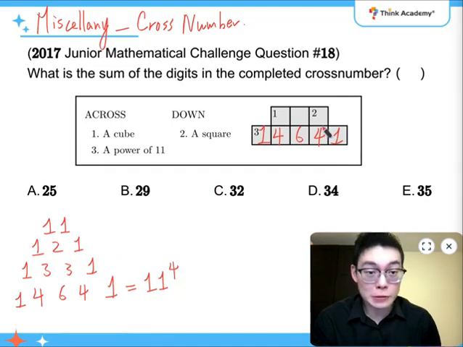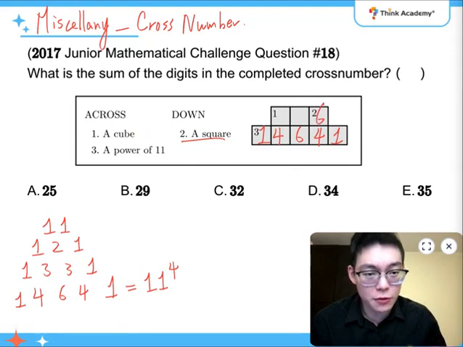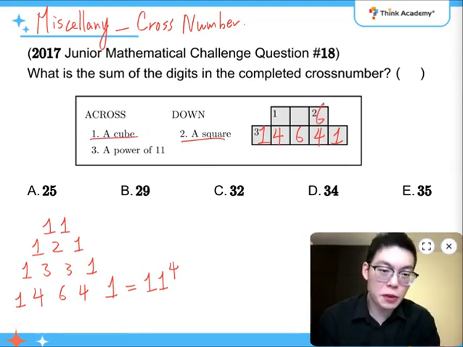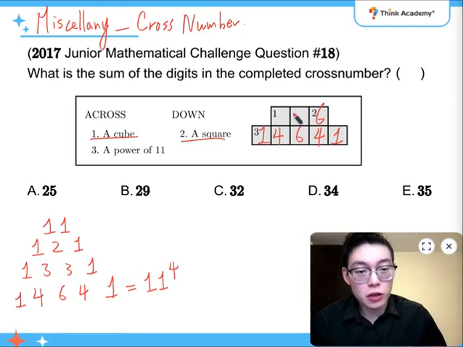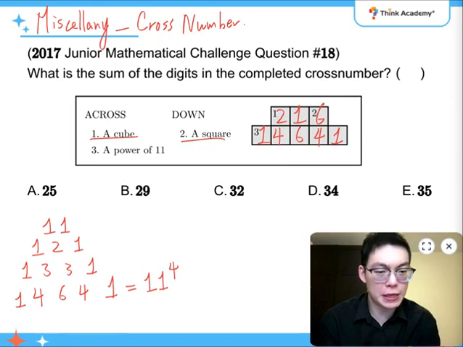And then, what next? The only thing I have now is a 4 in the 2 down, which means that I need a 2-digit square that ends with a 4. Of course, it's going to be 64, isn't it? And now I need a 3-digit cube that ends with a 6. So I've got no choice but to put 6 cubed, that is 216, in there. So that's how I can solve this question.